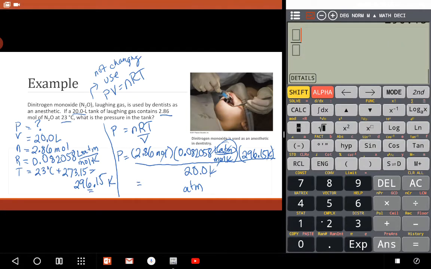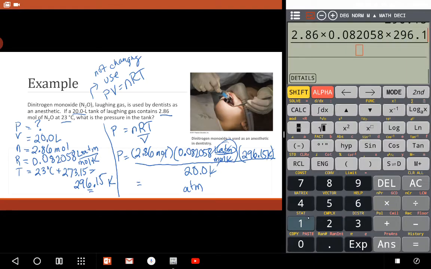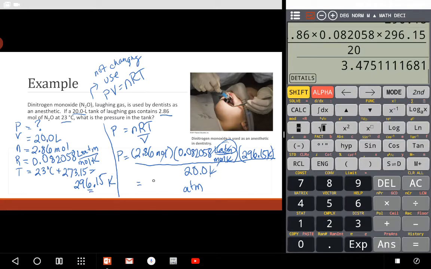So my answer is 2.86 times 0.082058 times 296.15 divided by 20. And so that is going to be 3.475 atmospheres. This has 3 sig figs, this has 3 sig figs. That was significant to the ones place, though, and that has 3 sig figs. I need 3 sig figs. That's going to round up to 3.48 atmospheres.